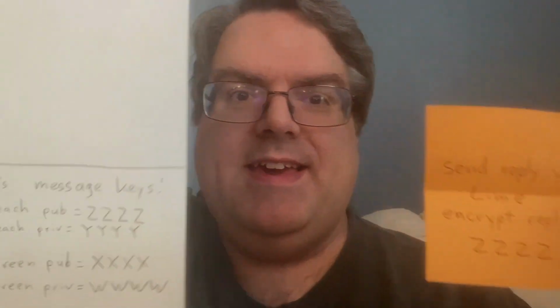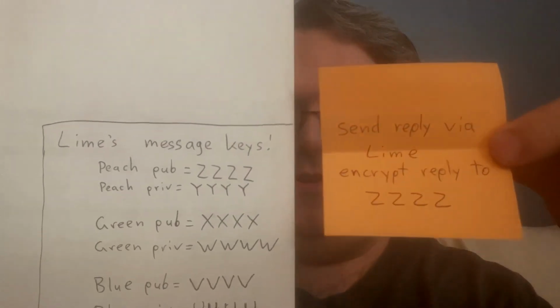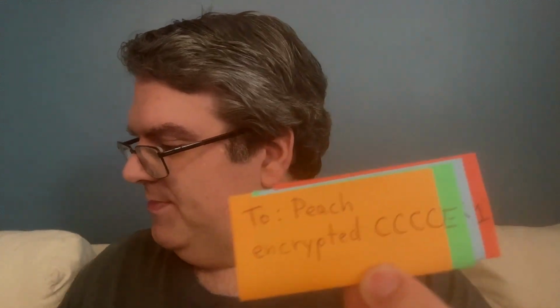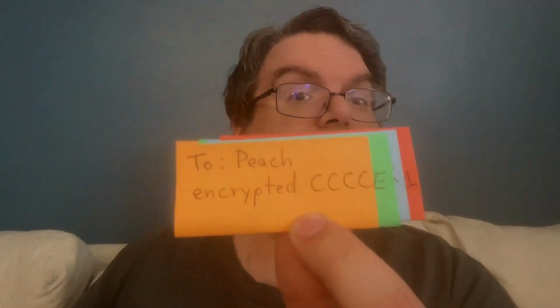So here's the instructions to peach. Send your reply via lime, because, you know, theoretically, lime could have received this from somebody else. So send your reply via lime and encrypt it to your public key of ZZZZ. And again, I'm the only one who can decrypt this because I'm keeping the private key for myself. All right, so then we package the rest of our messages up so that when we send it to Peach, it's encrypted using Peach's public key, CCCC. Only Peach can decrypt this.